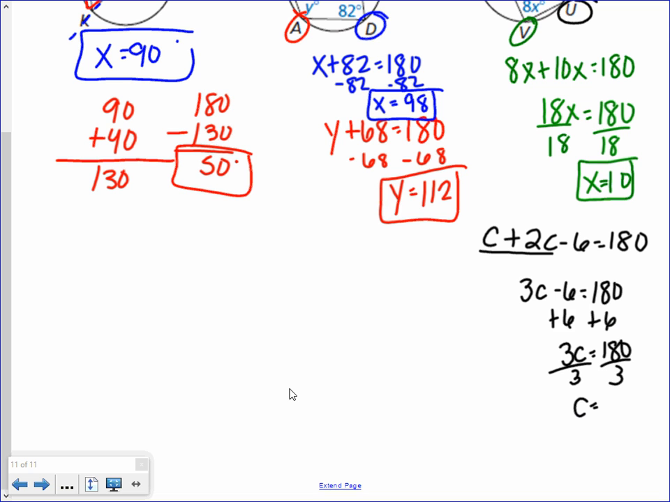How many times does 3 go into 18? 6 times. And then how many times does 3 go into 6? 2. That should have been, that was a 186, not a 180. I know I said 60 because I messed up.